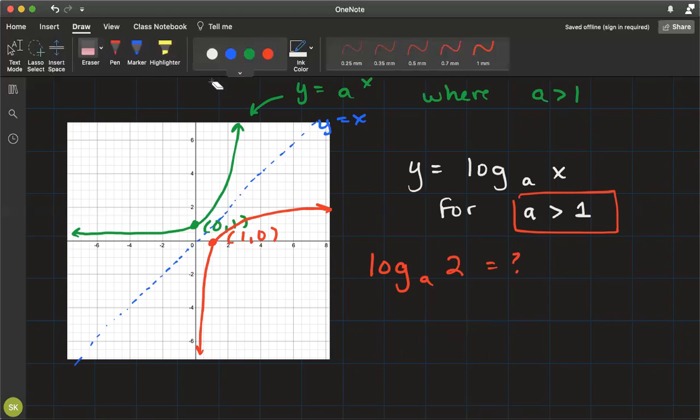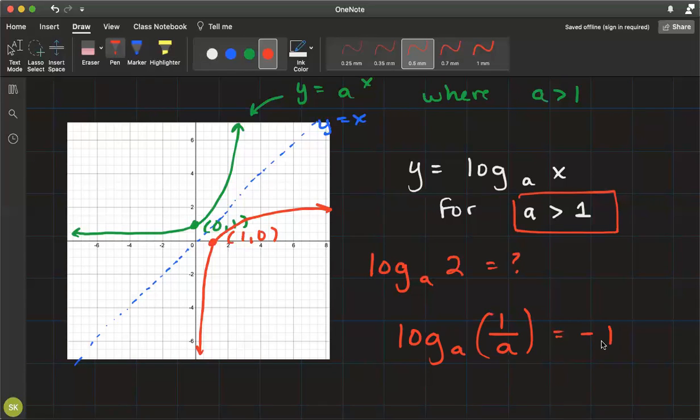Okay? And then if we start plugging in something between 0 and 1, so if we wanted to figure out log base a of 1 over a, that's an example. So if this number is greater than 1, say this number is 2, then 1 over 2 is a half, which is halfway between 0 and 1. Well, that would be -1, right? Because a to the power -1 would give us 1 over a, which is why we're going down like this.